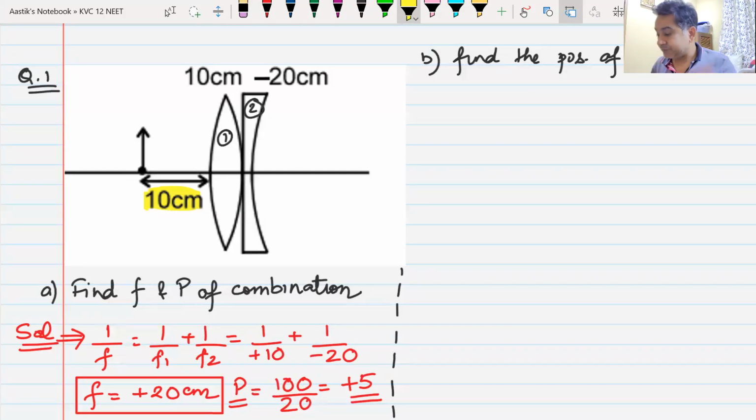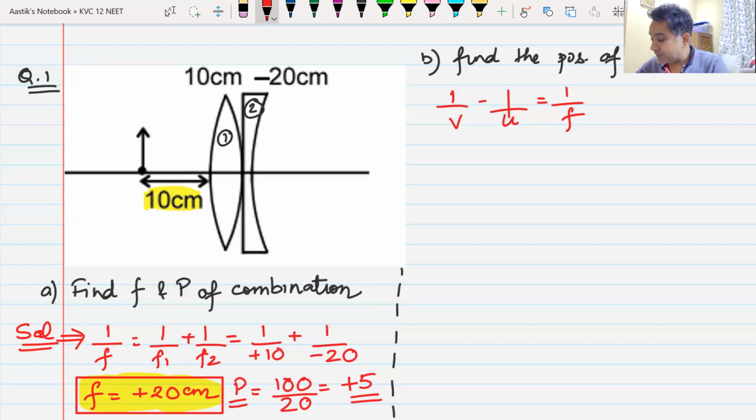Now remember, this combination of two lenses, as I've already told you, will behave like a lens only. And we have already found out the focal length of that lens. Now we know the focal length of the lens, and we know the value of u, where the object is. I can now straight away put the formula of lens: 1 by v minus 1 by u is 1 by F. I hope you understand this.